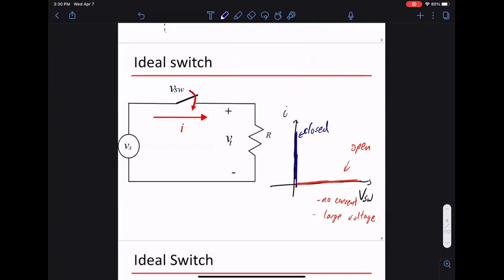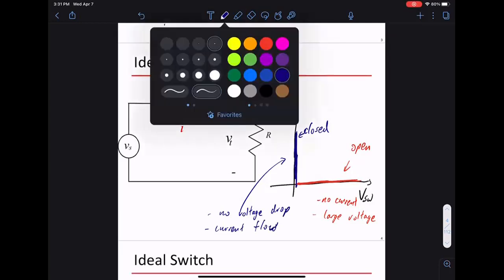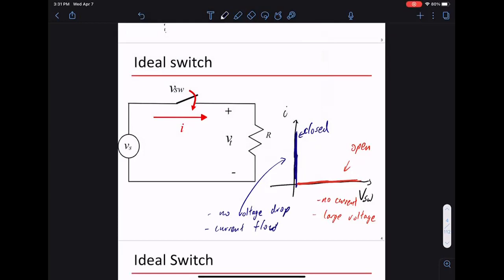Then this is what happens when we have a closed switch. Here there's no voltage drop, but you have current flow. This is what an ideal switch is. It's basically a 0-1 toggle between open and closed. Any questions about this?